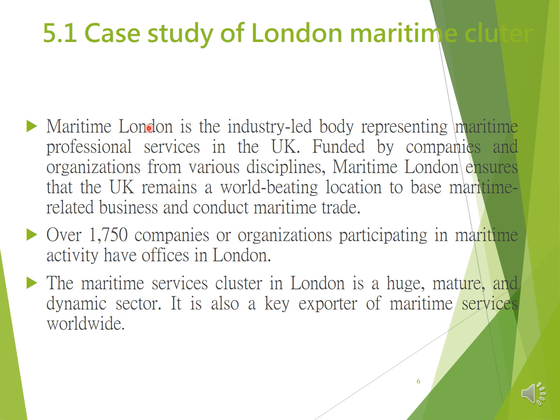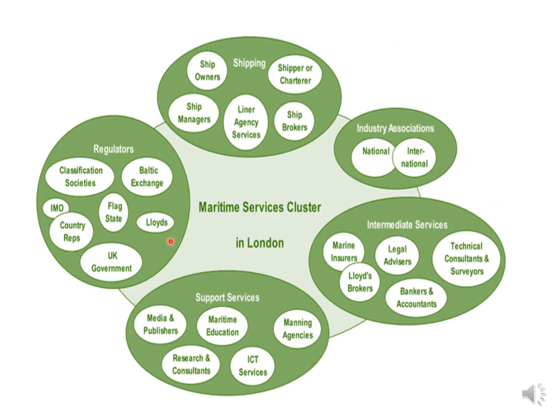So we know the maritime cluster industry in the UK is very famous, and there are many very important international organizations and institutions in the UK, including Lloyd's List, which is very famous in the world, and insurance. Over 1,035 companies and 750 companies or organizations participate in maritime activity in London. So London is a hub. Okay, and continuing, here is the maritime service cluster in London.